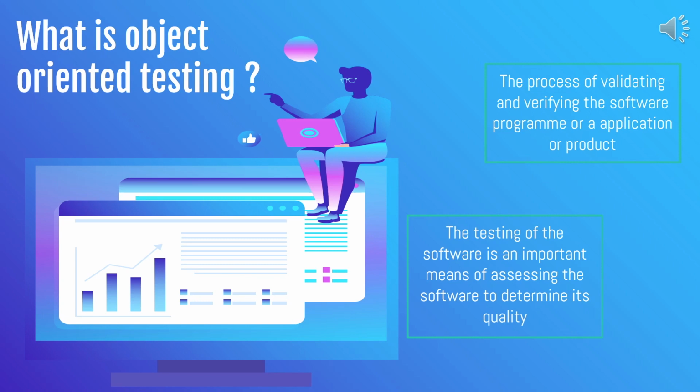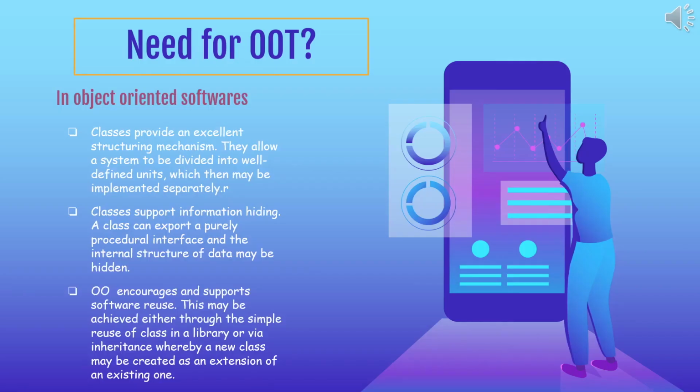The few requirements for this testing are it should meet the business and technical requirements that guided its design and development, and it works as expected. Therefore, the testing of a software is an important means of assessing the software to determine its quality. Now, moving forward to need for object-oriented testing.